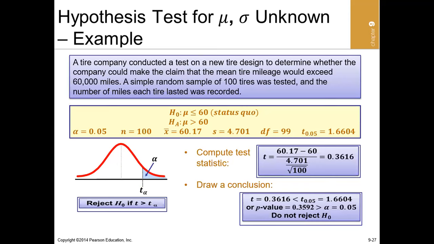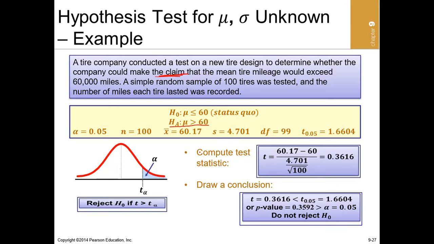So let's look at this example. A tire company conducted a test on a new tire design to determine whether the company could make the claim that the mean tire mileage will exceed 60,000. So here it is a claim. Remember, you write a claim in the alternative. So the claim is that the mean exceeds 60,000, or 60. Then the opposite of the claim will be in the null. So the null is less than or equal to 60,000.